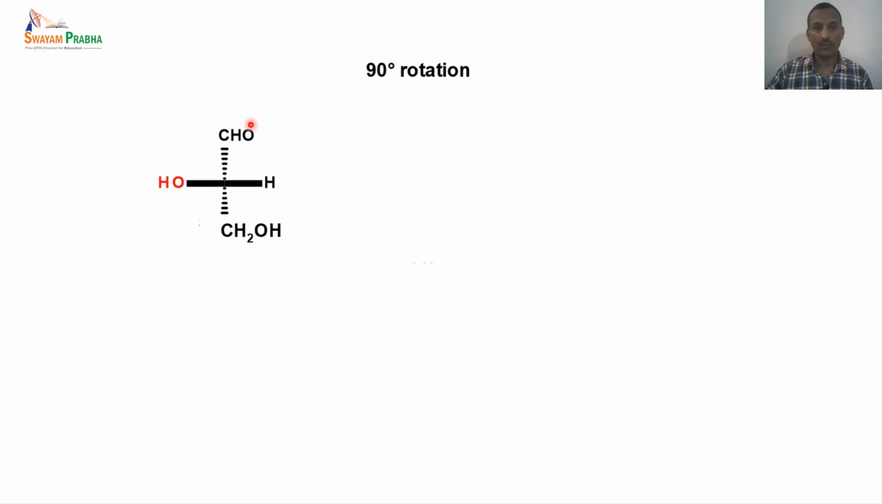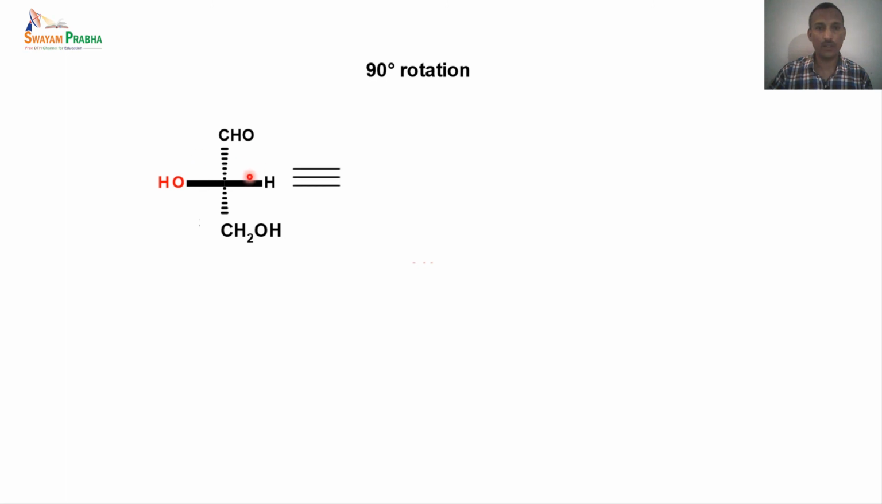So the compound given is shown here. The aldehyde group is at the top, the CH2OH is at the bottom, and hydrogen and OH are pointing towards the observer. For this compound we can assign DL notation, but of course we will go through the RS configuration so that it is much easier to understand. According to Fischer notation, these two groups, the hydrogen and the hydroxyl, are pointing towards the observer. So to give the RS nomenclature, we have to give the priority to these groups.